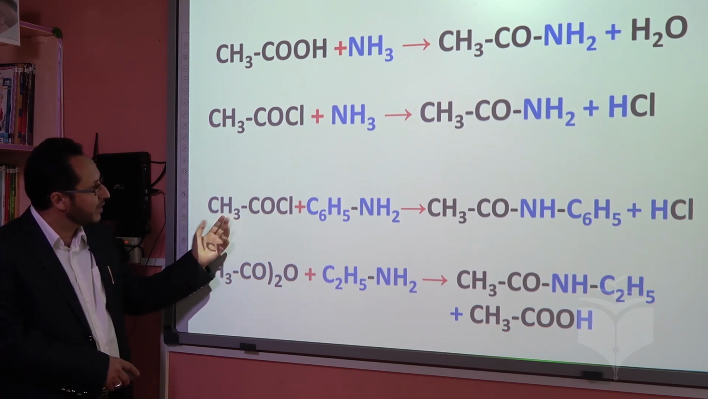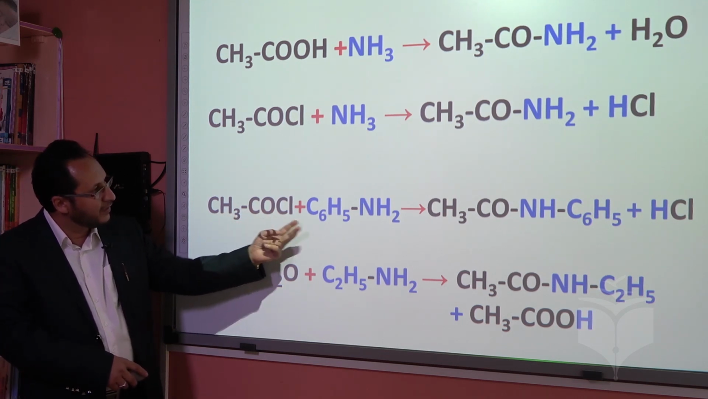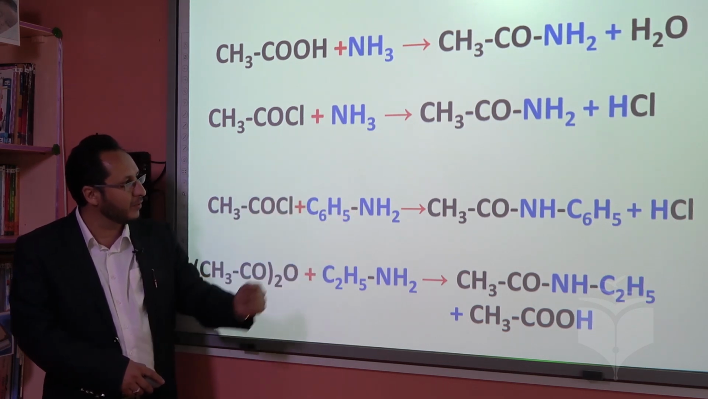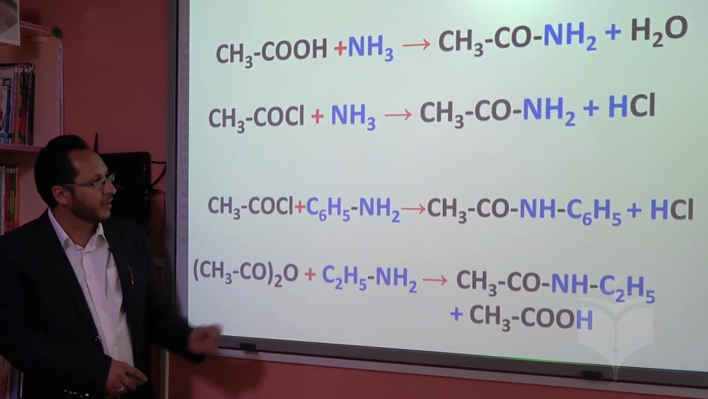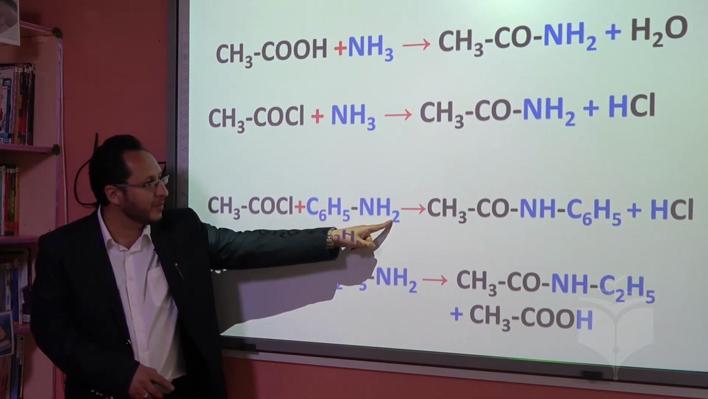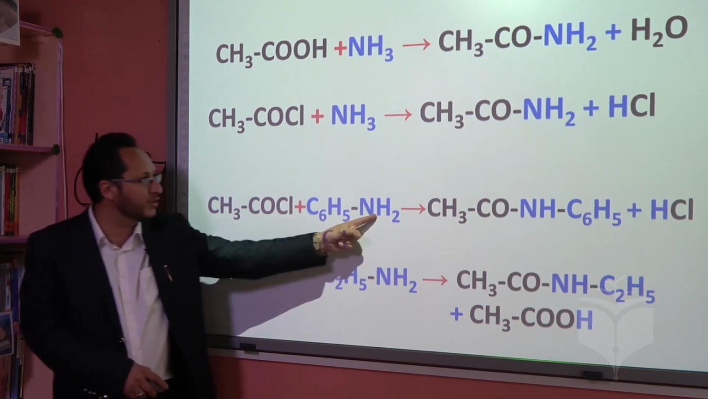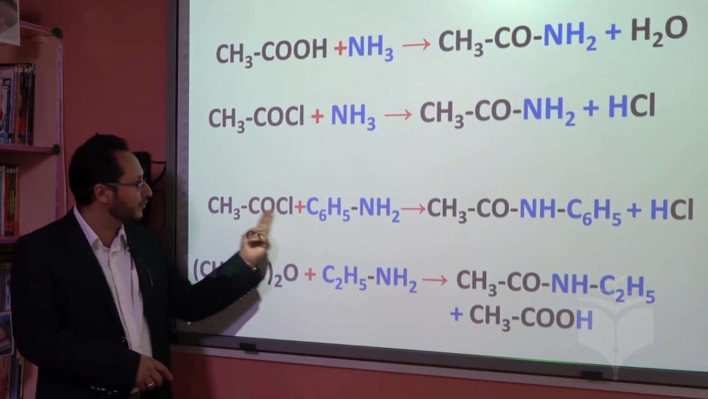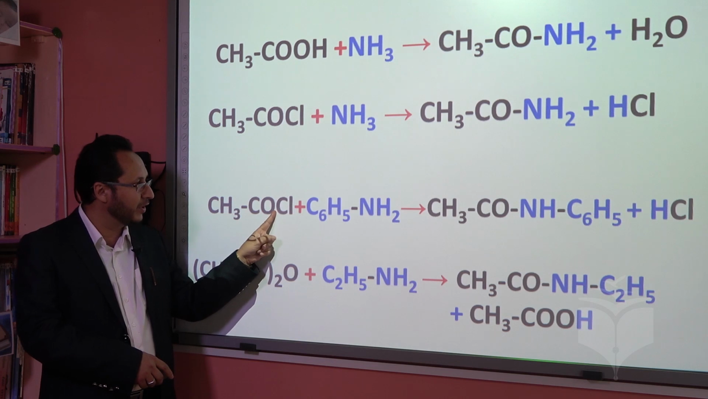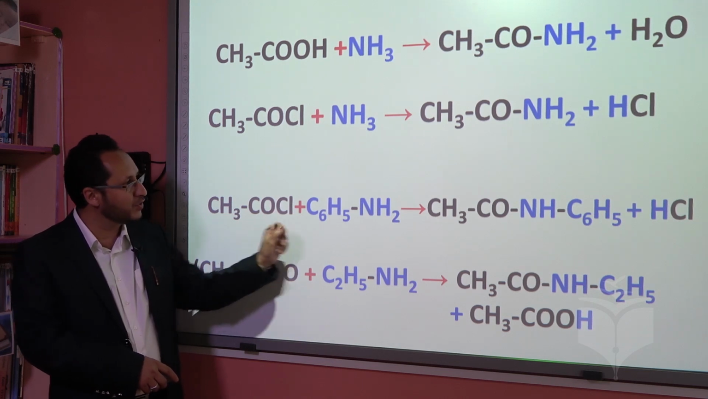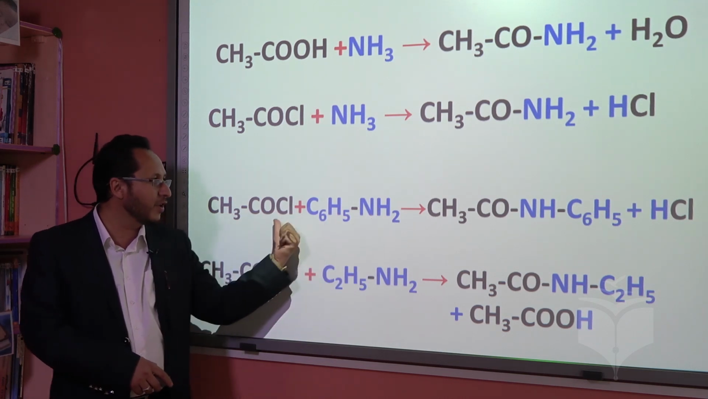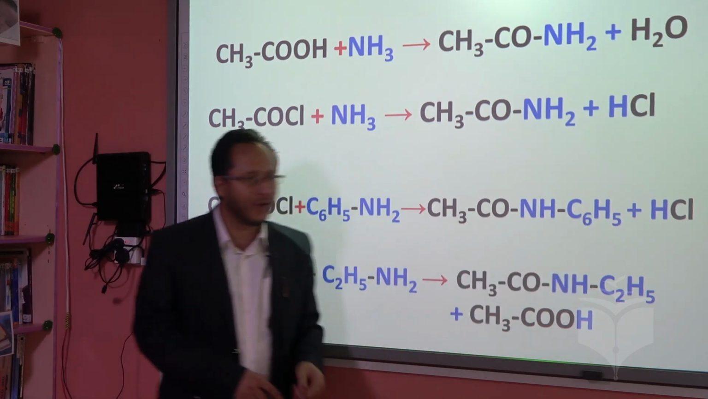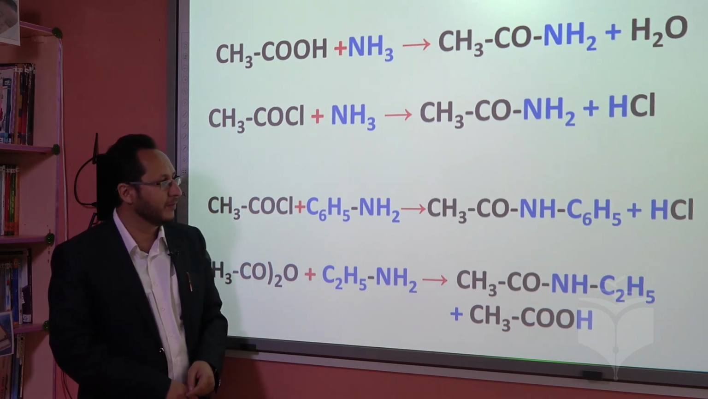Here we have CH3COCl with a primary amine. Just remove one hydrogen from the primary amine with Cl and join the rest at the same position that you cut. I cut from CH3CO, from CO. So you have to join with NH, then go back to C6H5. So NHC6H5, the same position.